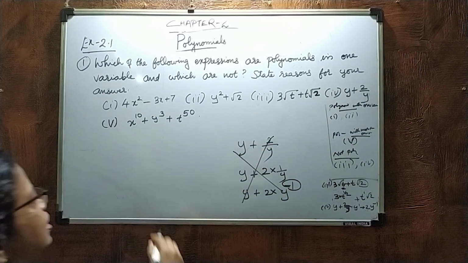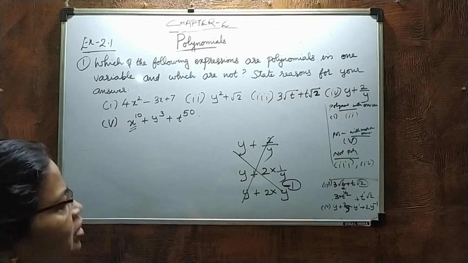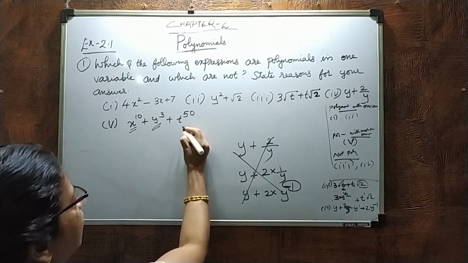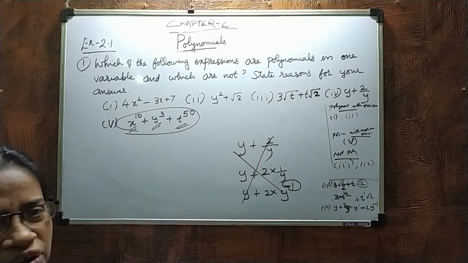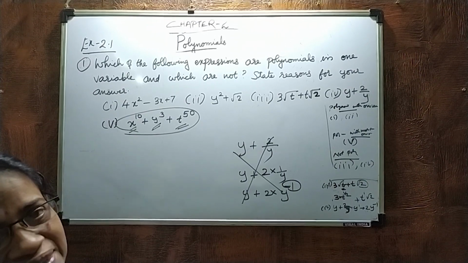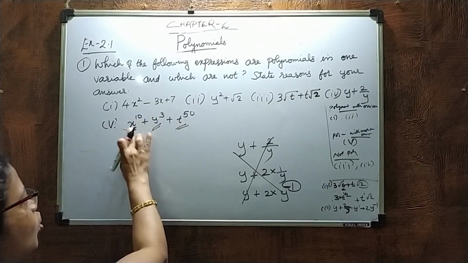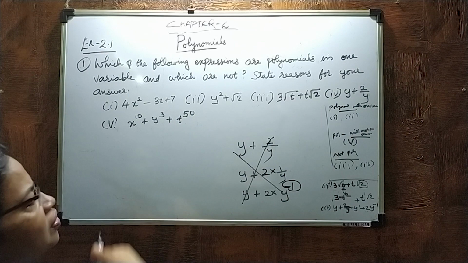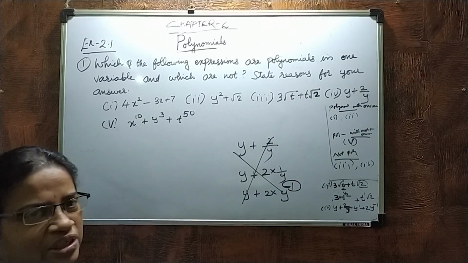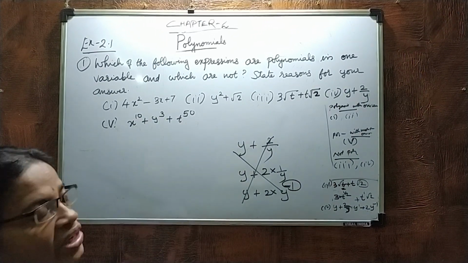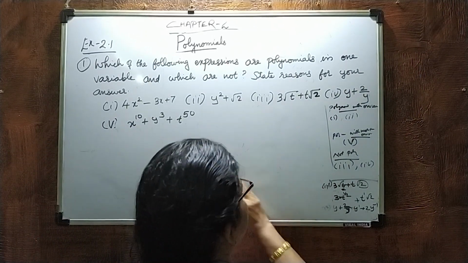Clear? Then next one is x raised to 10, y raised to 3, t raised to 50. Here x is there, y is there and t is there. In one polynomial it should not be like this, because in this 9th standard we are going to learn only with one variable. Here 3 variables are there, so it is with more than one variable. Anyway, it is a polynomial, because only whole numbers are there, but with 3 variables. So you have to write the answer like this. I will show how to write the answer.